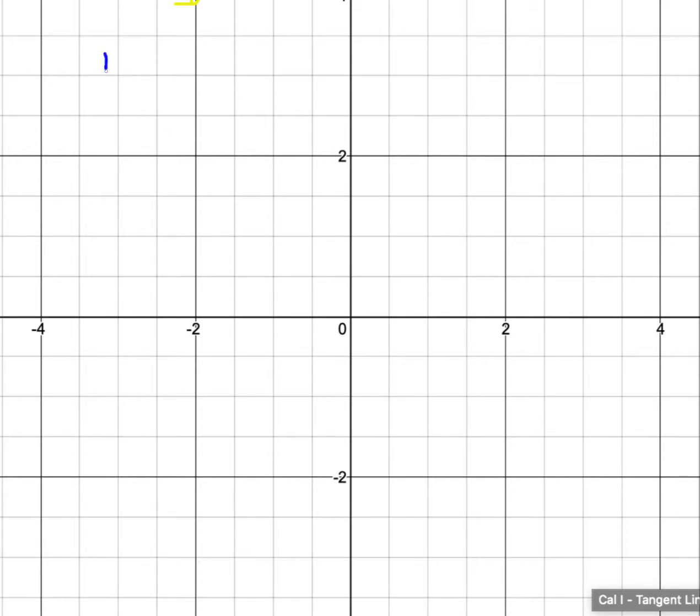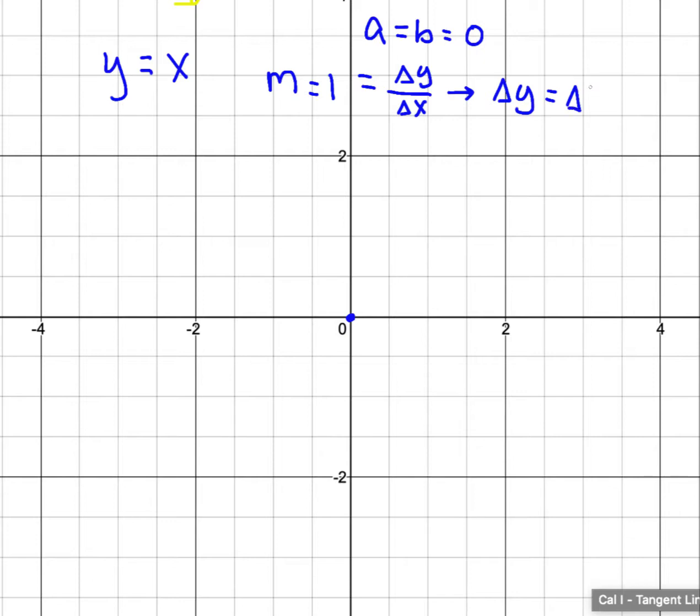Consider the equation y equals x. Now this is of the form y equals m times (x minus a) plus b. In this case we have a and b both 0. So we know that the origin is a spot on the line. To get any new spot, we have that m is the coefficient out here, which is 1. And so our change in y divided by our change in x is 1, or solving this, I have that the change in y is identical to the change in x.